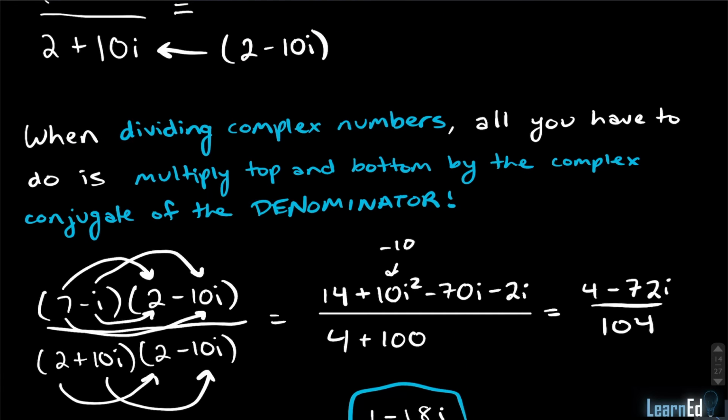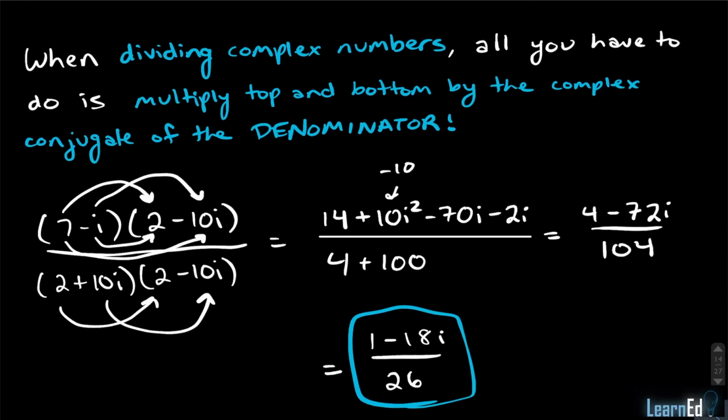But that's really the idea. Remember, when you're dividing complex numbers, you're just multiplying top and bottom by the complex conjugate of the denominator. We did that here. That was the conjugate. We multiplied it on top and bottom, and we went through the process and simplified down to our answer.